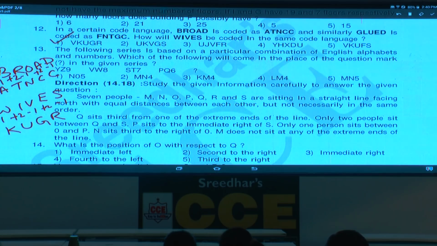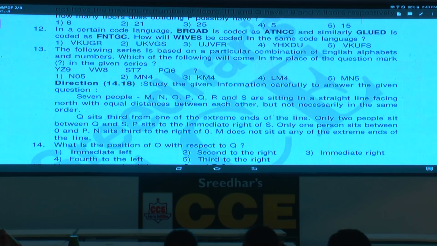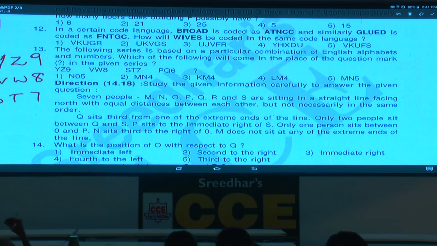Then the 13th one. In question number 13, the following series is based on a particular combination of English alphabets and numbers. Which of the following will come in the place of the question mark? Now it is a combination of letters and numbers. Whenever this combination is given, always write one below the other: YZ9, VW8, ST7, and what is the next element here? PQ6. Then what should be the next term?